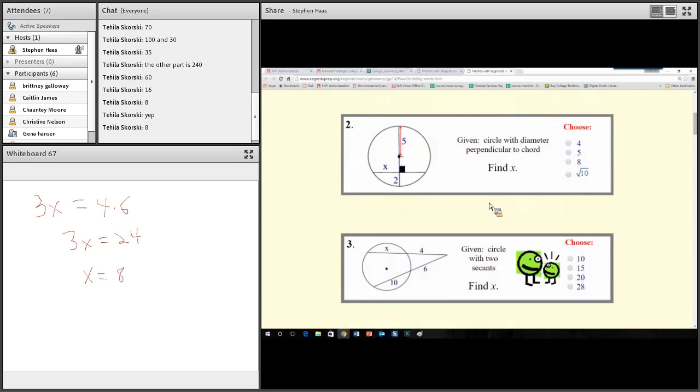Okay. Let's take a look at the next problem here. Given circle with diameter perpendicular to the chord, okay, find x.